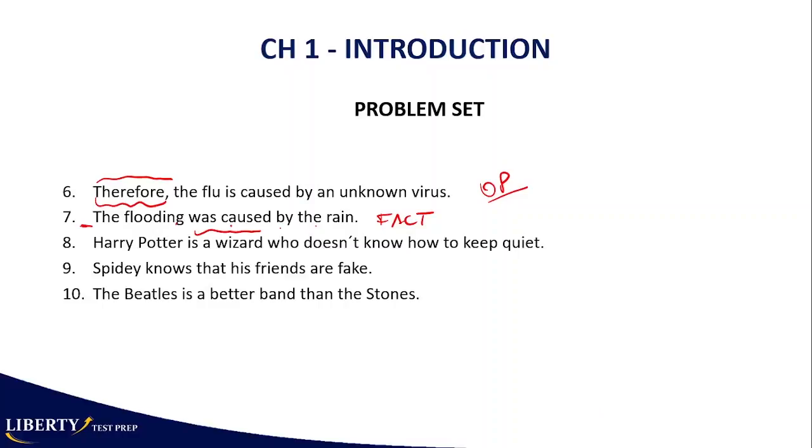Okay? Number 8. Harry Potter is a wizard who doesn't know how to keep quiet. That looks like a fact also. Why? Because they are describing Harry Potter, right? Harry Potter is something. This person could be mistaken, maybe, but it's a fact. Okay? It looks like a fact.